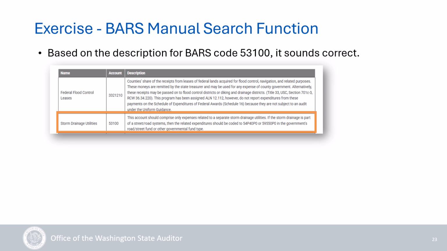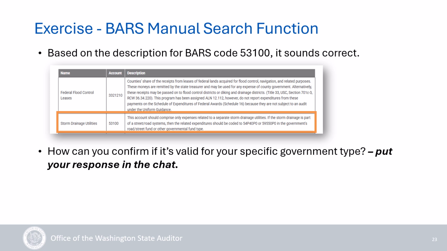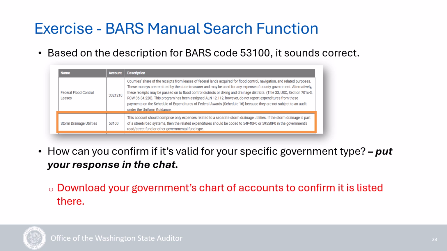To confirm if this code is valid for your government to use, you should download the chart of accounts for your specific government type and basis of accounting. If it is listed there, that means it's valid for you to use. And the purpose of this exercise is to show that although the search function is great and can be very helpful, it's also important to remember that just because a code comes up in the search results doesn't automatically mean it's valid for your government.